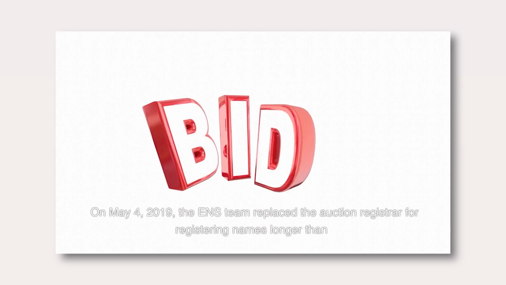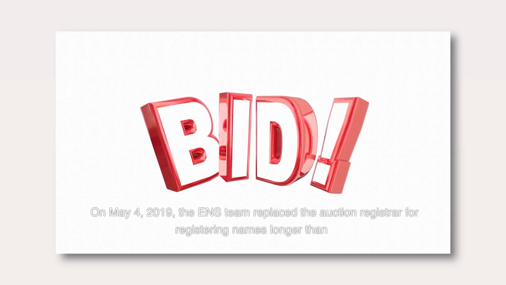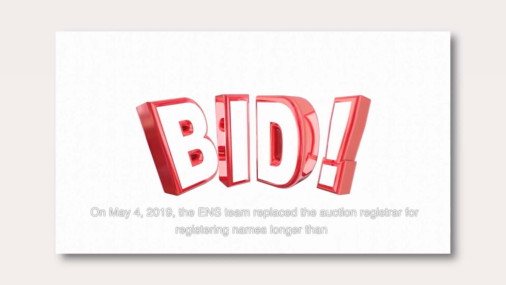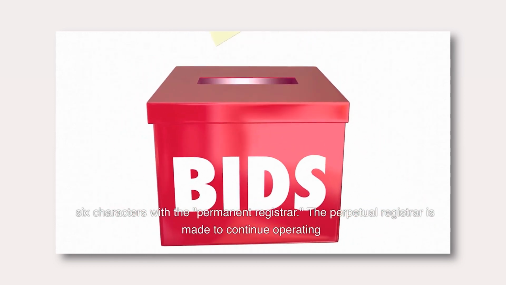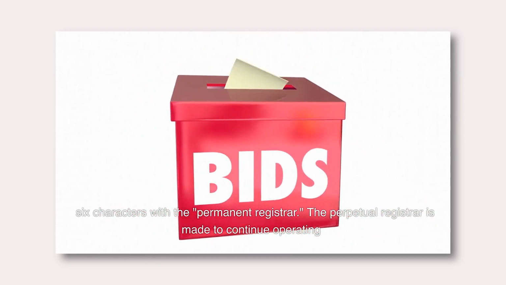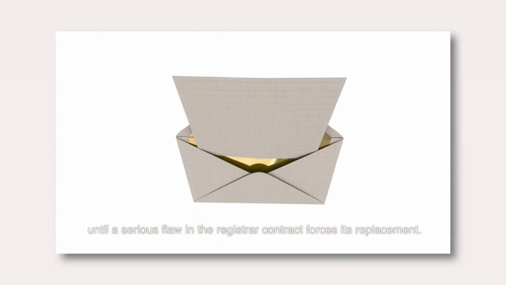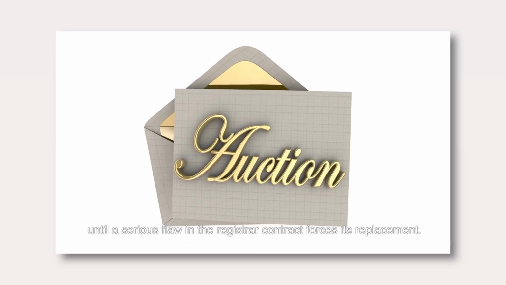On May 4, 2019, the ENS team replaced the auction registrar for registering names longer than 6 characters with the permanent registrar. The perpetual registrar is made to continue operating until a serious flaw in the registrar contract forces it to be replaced.